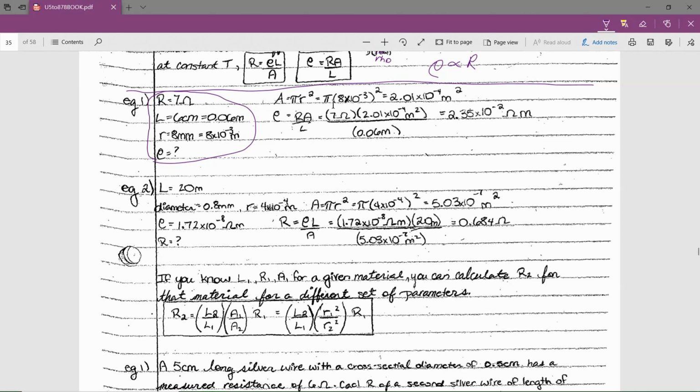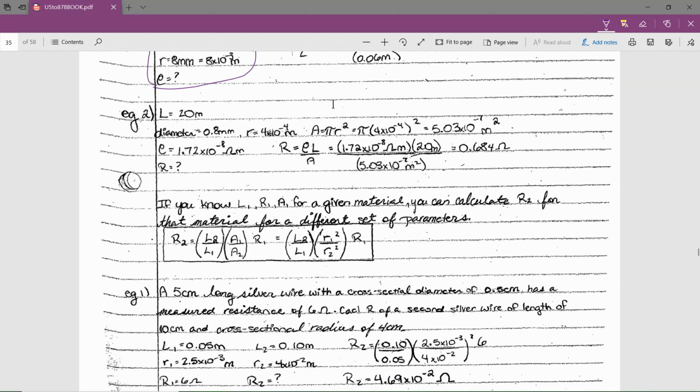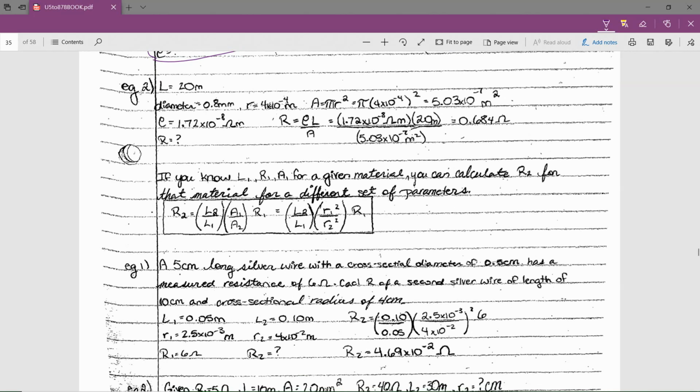Okay, second example, we have a 20 centimeter slab of a resistor or resisting material. Again, it could be straight or it could be coiled up like in a heating coil or a coil on an element on a stove. And the diameter is 0.8 millimeters divided by 2, so you get 0.4 millimeters for your radius, which is 4 by 10 to minus 4 meters in standard scientific notation.